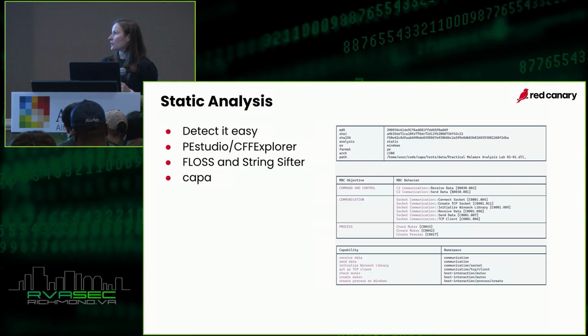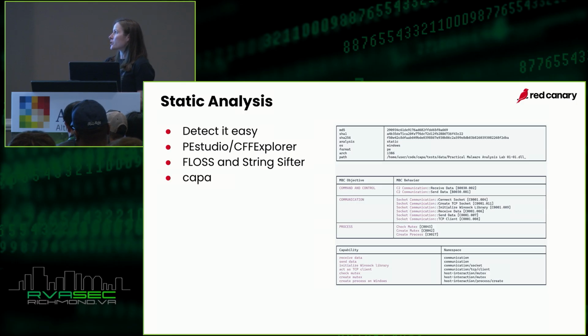This is just a few static analysis tools. The screenshot is from Kappa. Don't try to read it. Detect It Easy is always a good first go-to. It gives you high-level file information, like detects the compiler, that sort of stuff. PE Studio and CFF Explorer will give you similar information to what you get on VirusTotal, but maybe you don't want to upload your file to VirusTotal, so you can run those yourself.